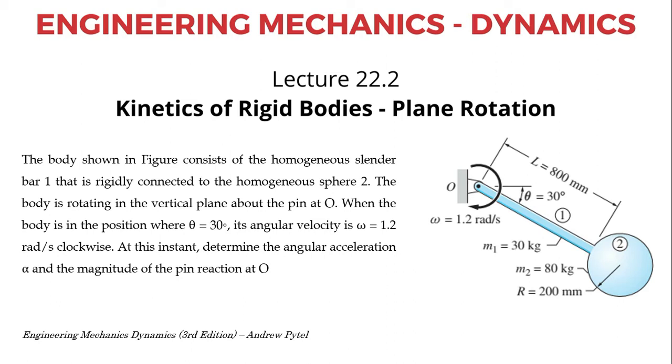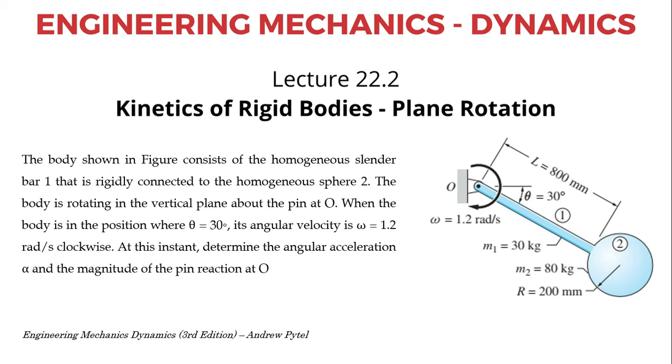So you see, you have a bar here, and then a sphere that is attached to the end of the bar. The mass of the bar as well as the sphere is given. The radius of the sphere is given to you. Omega 1.2 radians per second is given to you, and the L value is given to you. Now the question is to find the corresponding reactions at point O at this instant when theta equals 30 degrees.